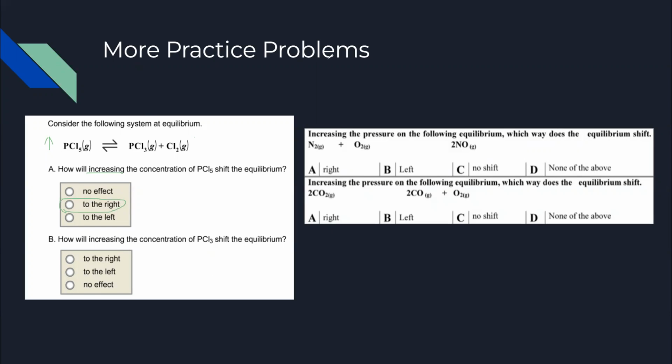So let's try the other one. How will increasing the concentration of PCl3 shift the equilibrium? When you increase the concentration of PCl3, you have to consume that PCl3 in order to get it back to equilibrium. The only way you can do that is to shift it to the left.